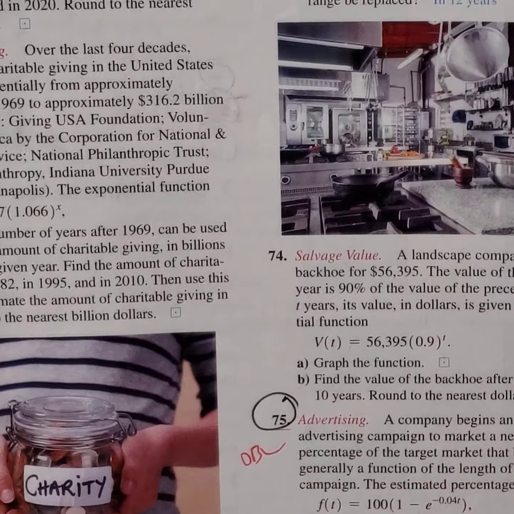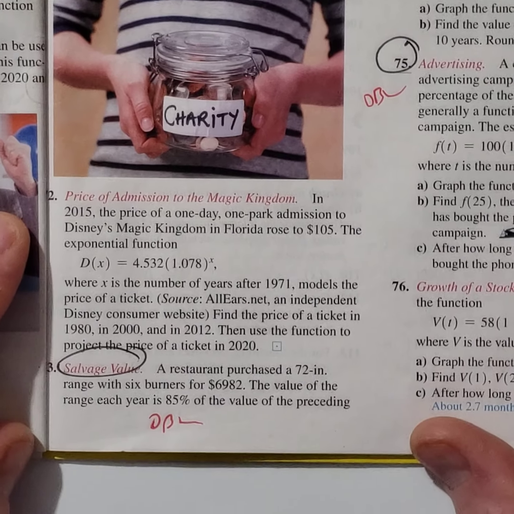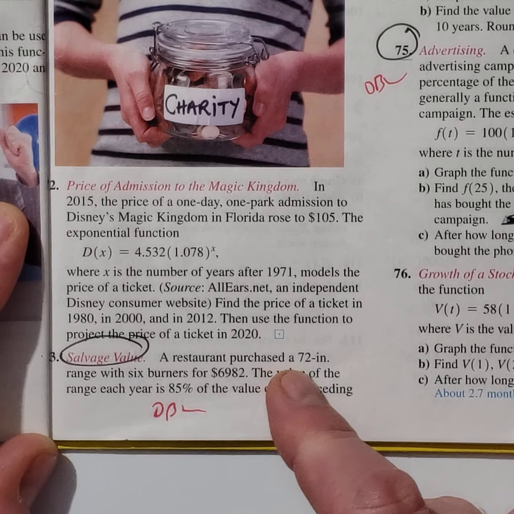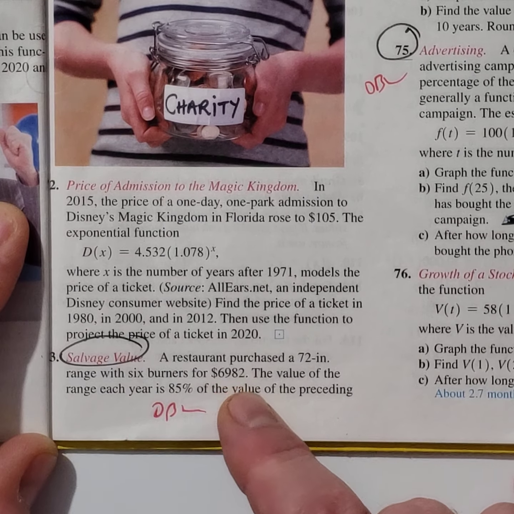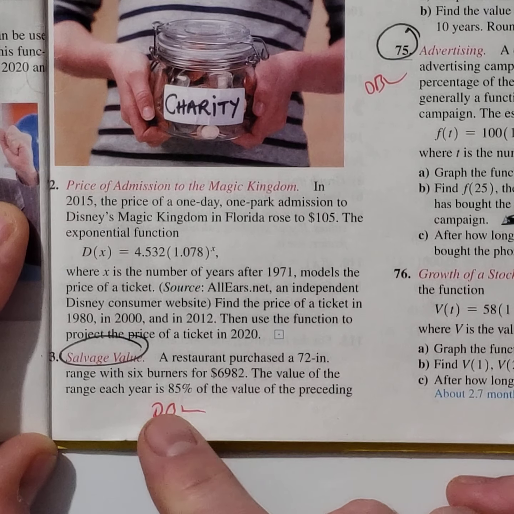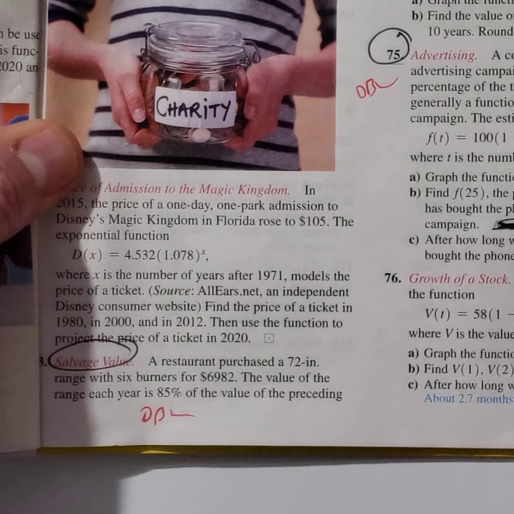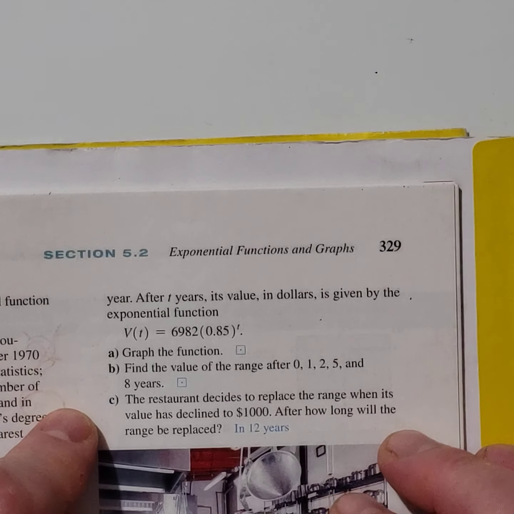Let's look at the next one. This one's different in a couple ways. Salvage value. A restaurant purchased a 72-inch range with 6 burners for $6,982. The value of the range is 85% each year of the value the preceding year. So it's getting less and less valuable every year, loses about 15% of its value.